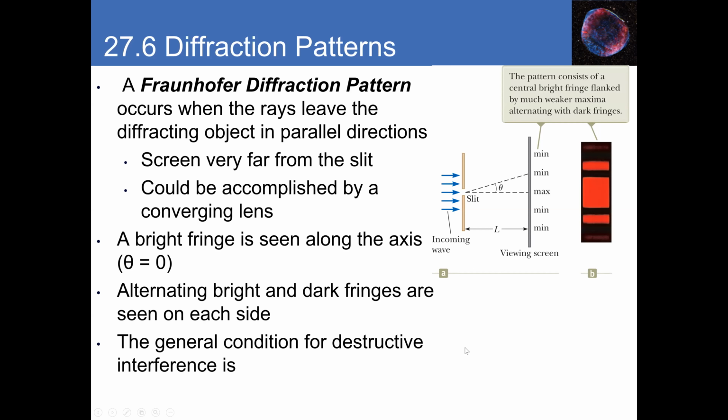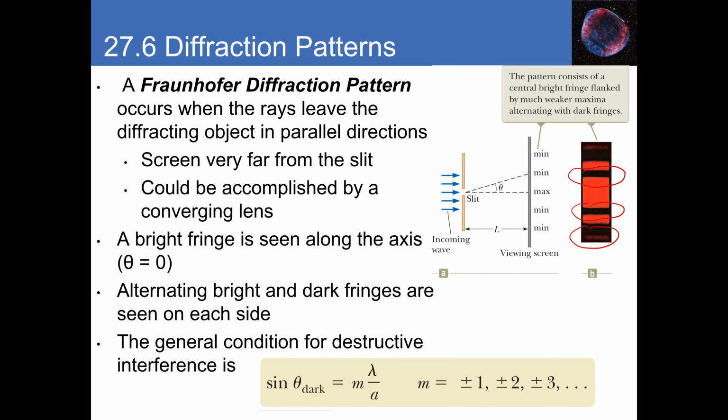So the general condition for destructive interference is given with this equation. That means for the single slit, we do not care about the bright maxima. All we care about here is the destructive interference. We want to know, where is this one? Where is that one? That means only for the dark.